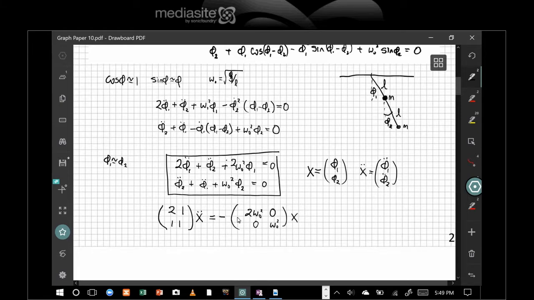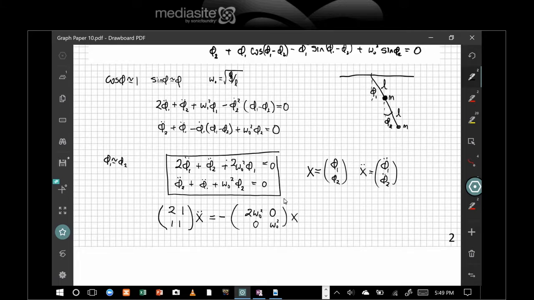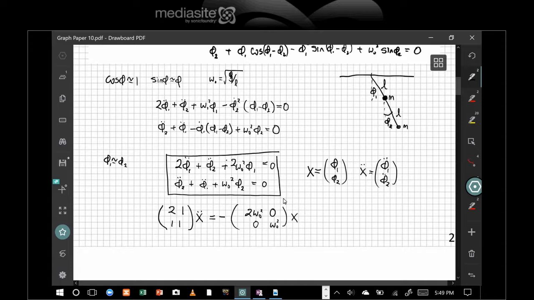Now I'm going to take a leap of faith, kind of. I'm going to call that first matrix on the left-hand side a matrix M, so I'm going to make this M x double dot. And then this matrix here, we'll have a minus, I'm going to call that K, as a matrix, times X. Now take a look at that equation there.